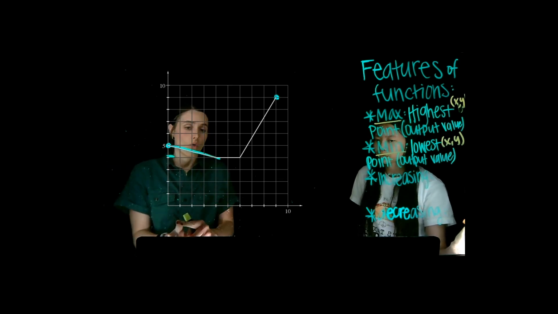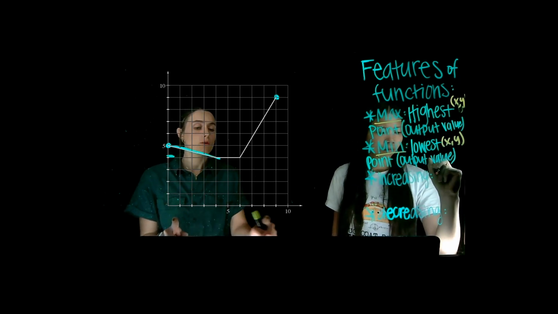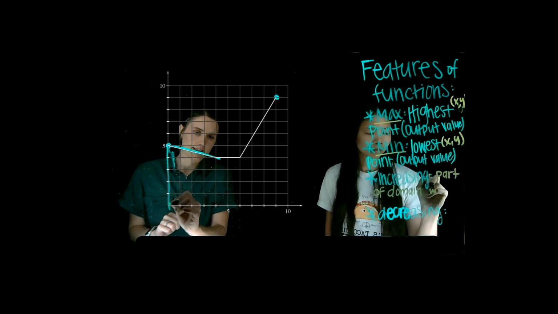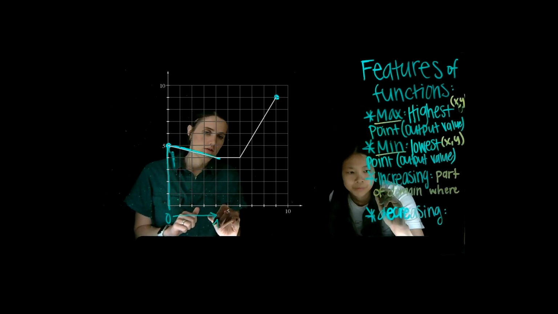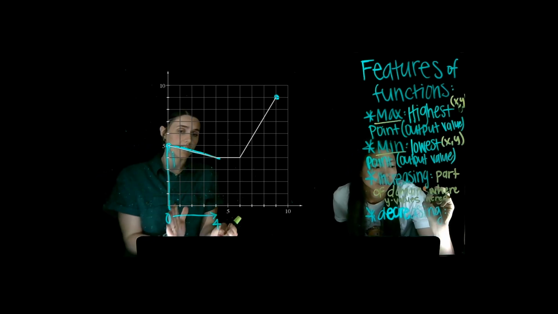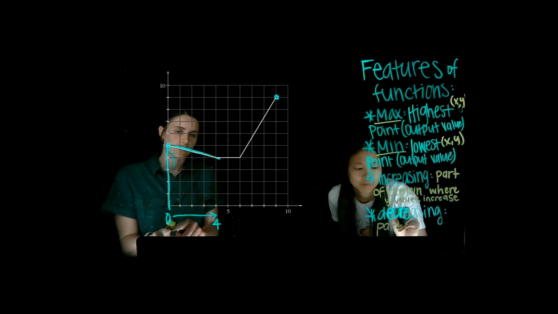We want to describe where on the x values, or what interval, what part of our domain is it decreasing. It starts decreasing at x equals 0 and it decreases until it gets to x equals 4. Well, yes, it does decrease from 5 to 4. Where it is decreasing is dependent on our x values. So it decreases from 0 to 4.